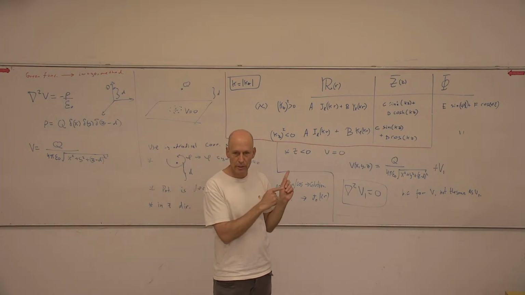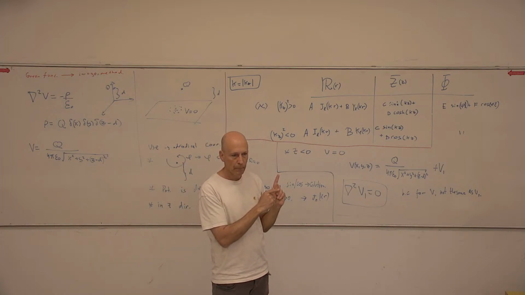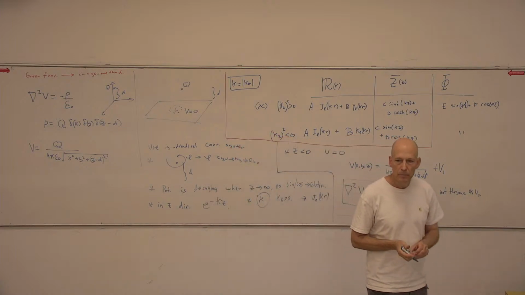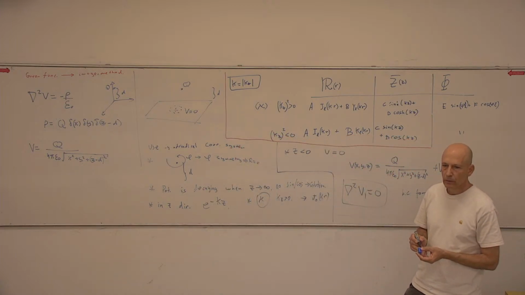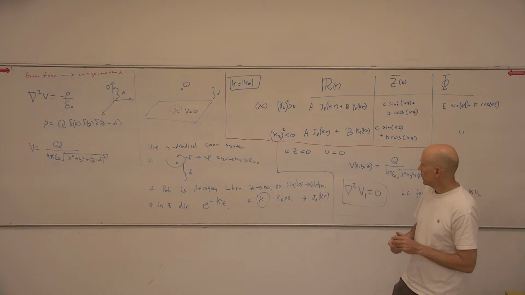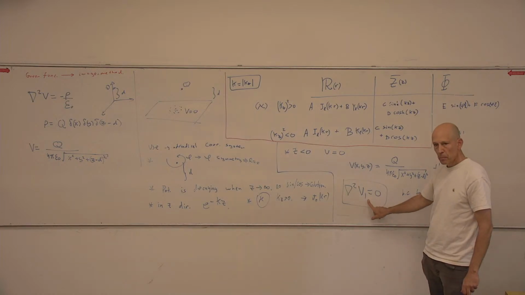No, seriously. Are there other questions? Are there no questions? Yes? Why is the solution for z greater than 0, why is the z solution e to the minus kz? It's for V1 only. What do you mean?